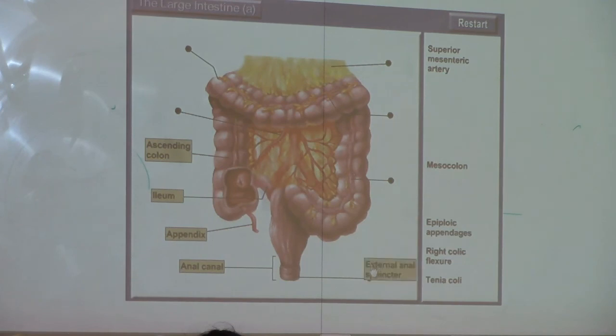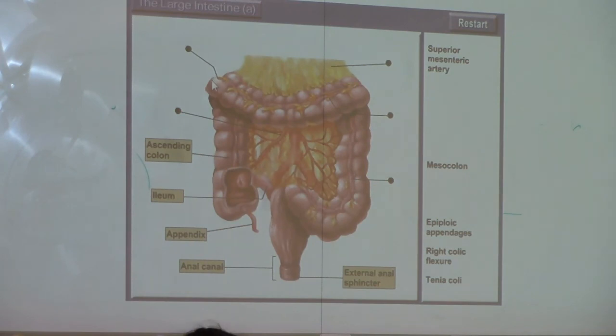I'm going to do this one. Okay, they're getting trickier. Is this the superior mesenteric artery? Is that a superior artery? No, it's not pointing to anything that looks like an artery. What is that pointing to?